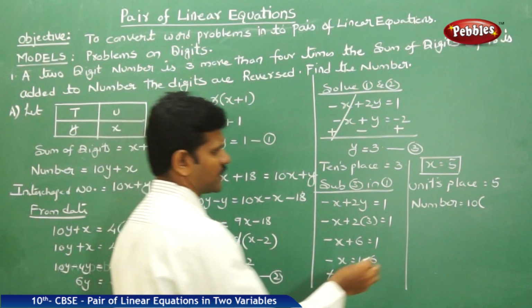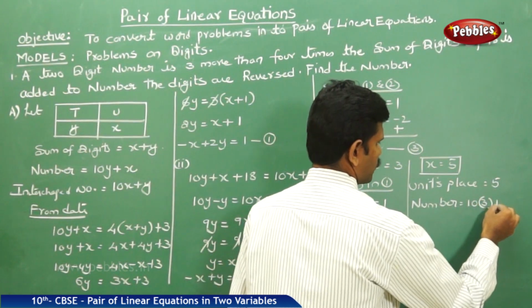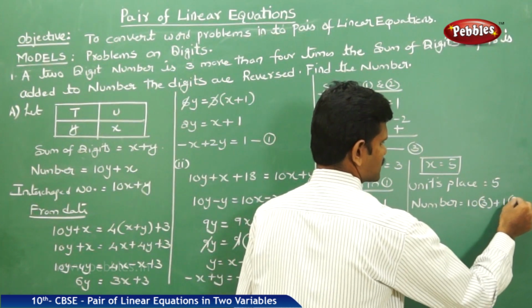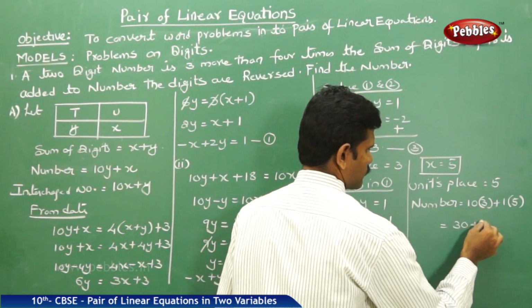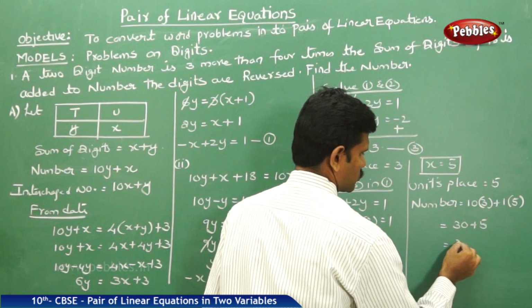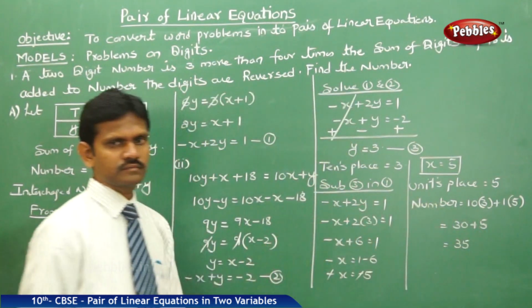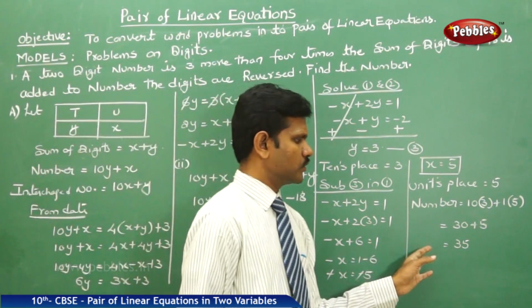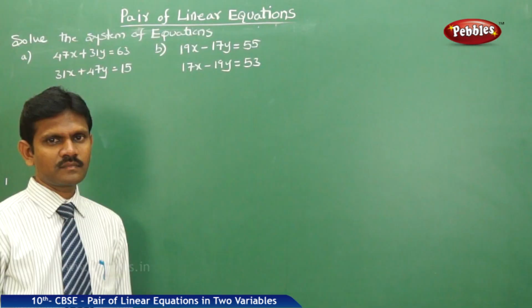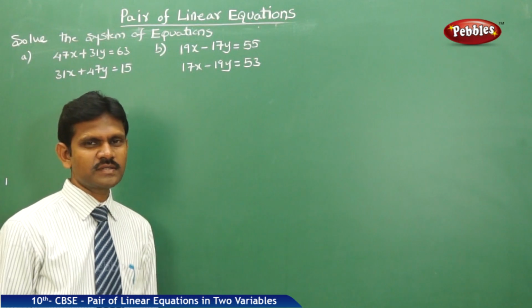What is your tens place? 3, plus 1 times units place, that is 5. That is equal to 10 threes are 30, plus 5, that is equal to 35. Therefore your number is 35. Okay, let us follow the next example.